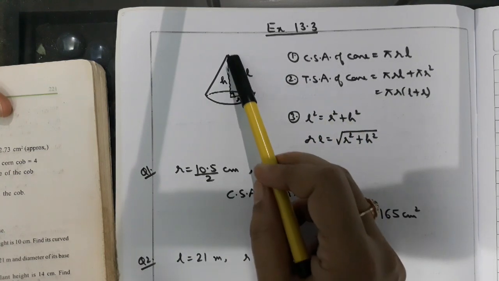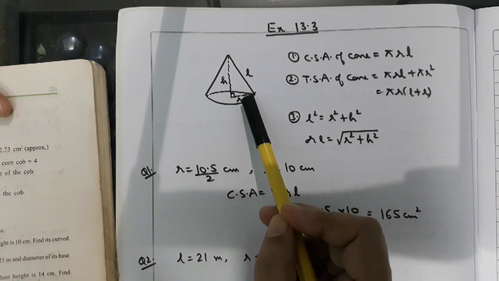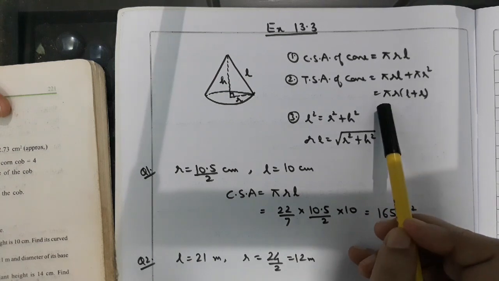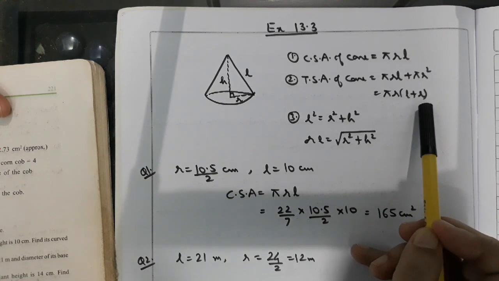The total surface area is the curved surface area plus the area of the base, which is a circle. So it is pi rl plus pi r square, which can be written as, if we take out pi r common, pi r into (l plus r).